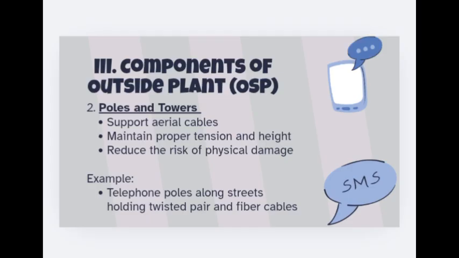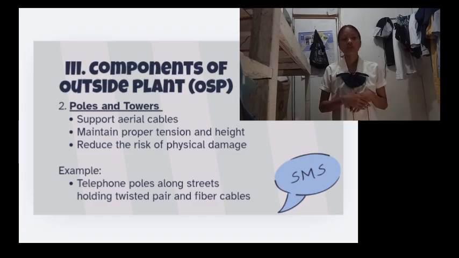Next is poles and towers. Support aerial cables, maintain proper tension and height, reduce the risk of physical damage. Example, telephone poles along streets holding twisted pair and fiber cables. So poles and towers hold cables in the air. They keep the cables high and tight so they will not fall or get damaged.